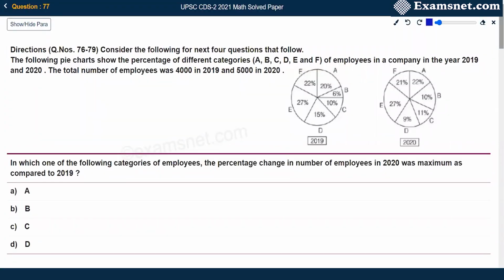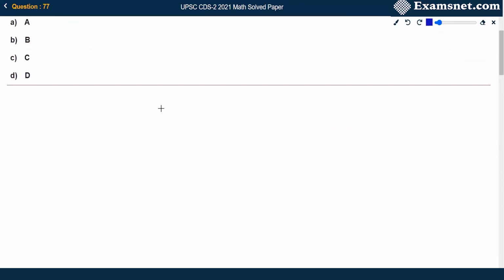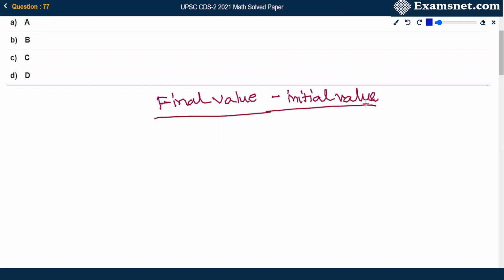Now, question number 77 is the continuation of the previous one. So in this question, we are given to find in which of the following categories of employees the percentage change in number of employees in 2020 was maximum as compared to 2019. So how can we find the difference? The formula is final value minus initial value by initial value multiplied by 100. Okay, this is the percentage change formula.